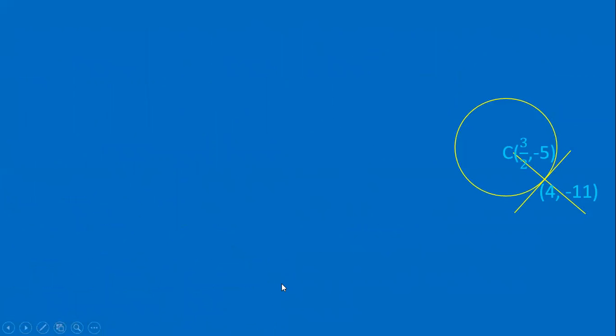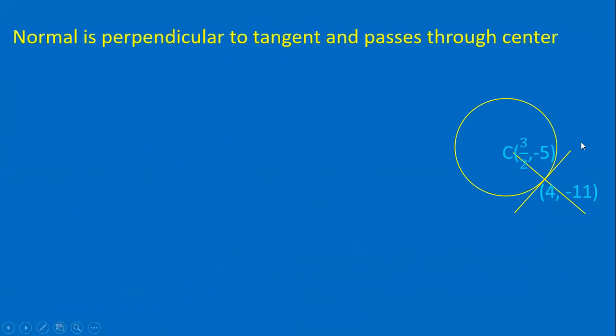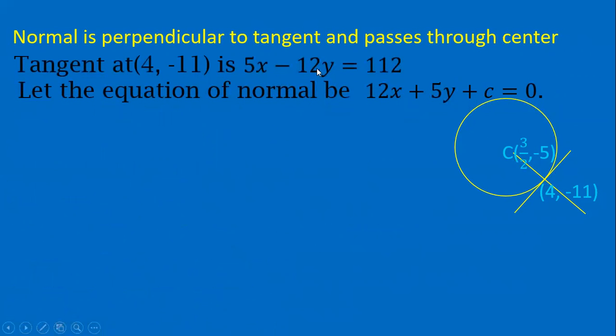Now see, the second option is the normal. What we see, the normal is perpendicular to the tangent, passing through the center. So the normal will be perpendicular to the tangent and passing through the center. So what is the tangent? This is our tangent. So the normal will be perpendicular to this. So to get a perpendicular equation, what do we do? We interchange the coefficients. The coefficient of y will be the coefficient of x, and the coefficient of x will be the coefficient of y.